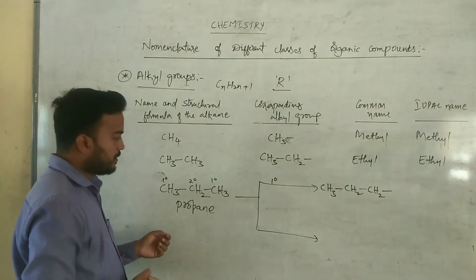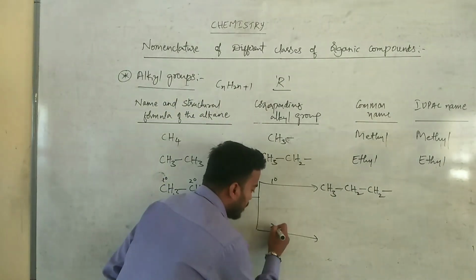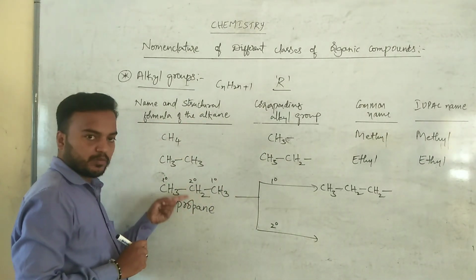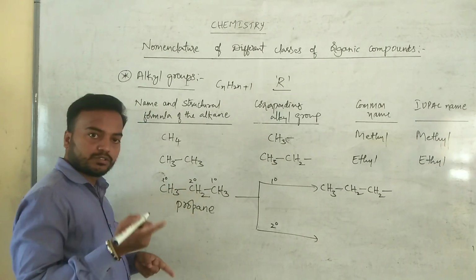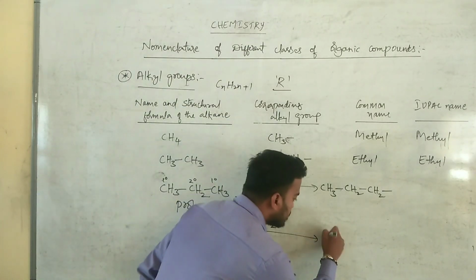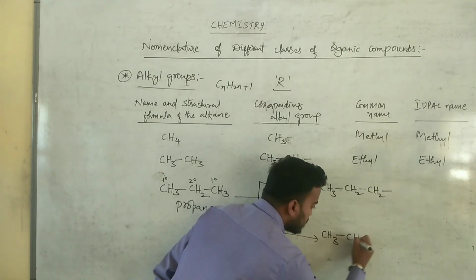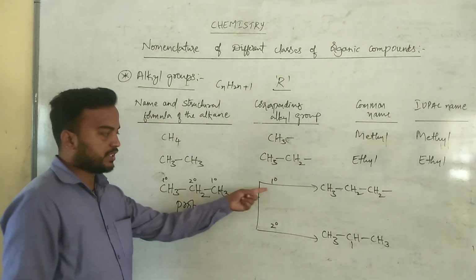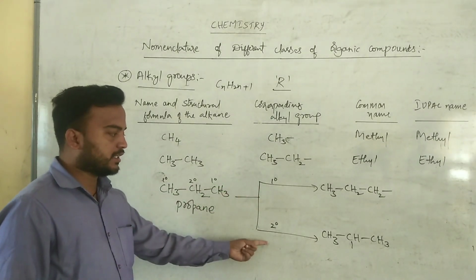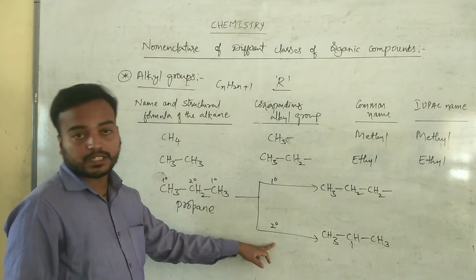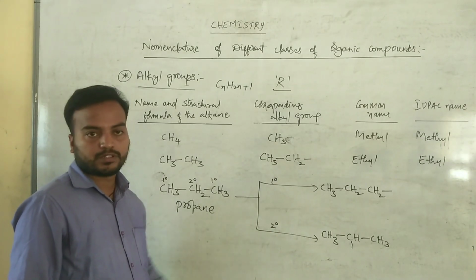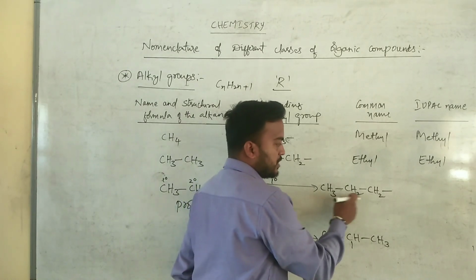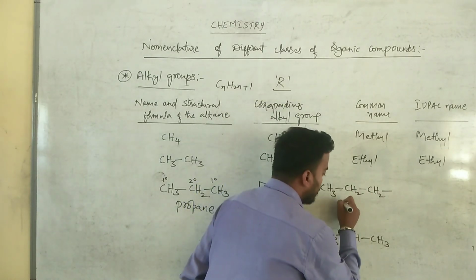Next, in the second case, I will remove a secondary hydrogen, I mean the hydrogen atom present on the secondary carbon atom. We remove one hydrogen from this CH2. So in the first case I remove a primary hydrogen, and in the second case I remove a secondary hydrogen. What is the common name for these two compounds? CH3, CH2, CH2 is nothing but n-propyl.